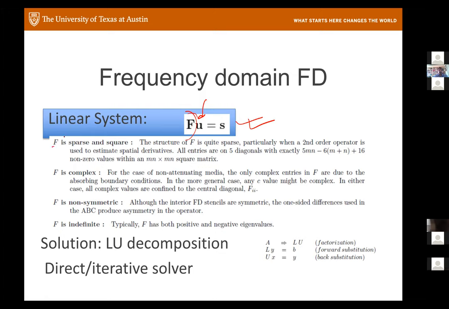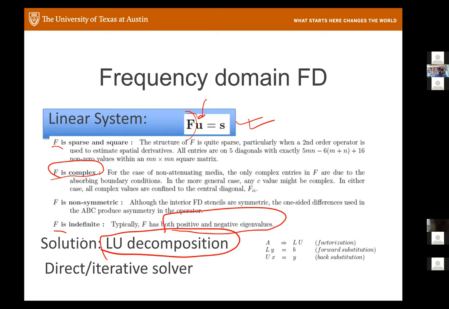So this is a sparse and square matrix. It's complex because we're doing it in the frequency domain, and all the quantities are complex now. This is non-symmetric and it's indefinite. That means it can have both positive and negative eigenvalues. And this kind of system is not that easy to solve. In 2D it's actually fairly simple, but in 3D it becomes pretty time consuming. So that's why it's still not popular, although the frequency domain has a lot of advantages. And you can solve this system using something called LU decomposition. And now we have some iterative solvers which can run quite fast, and also a parallelized version of it.